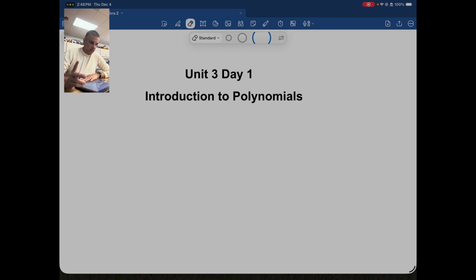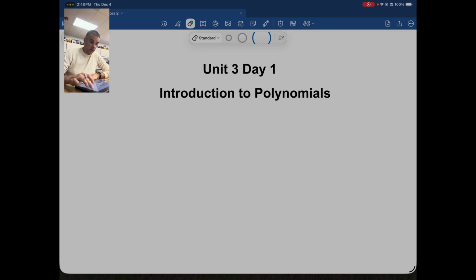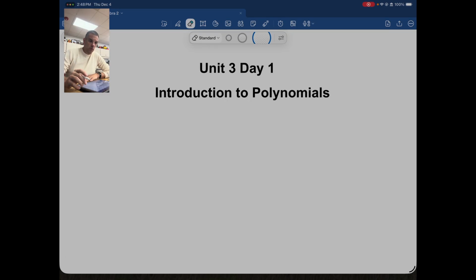All right, today we are going to start Unit 3. Introduction to Polynomials is where we're at. We're going to look at several things with polynomials. We're going to look at putting them in standard form, how we go about naming them, what degree they are, how many terms they have, as well as talking kind of at the end about end behavior. So lots of pieces to today, a lot of information going to be shared today.